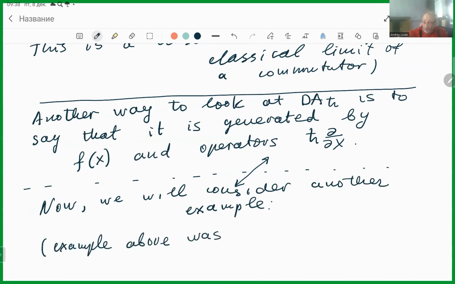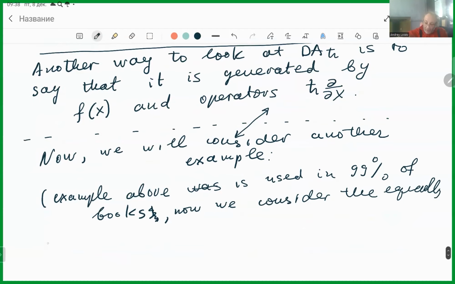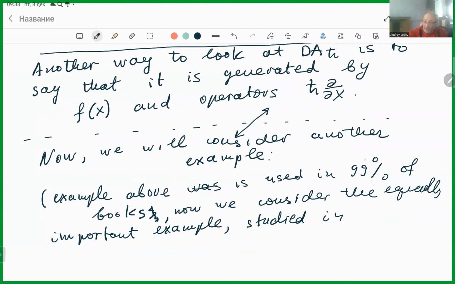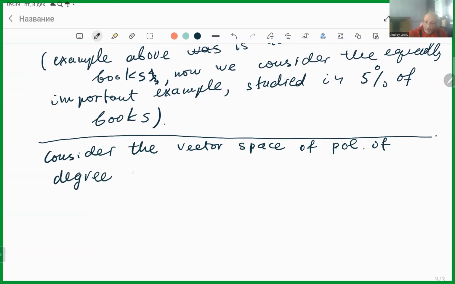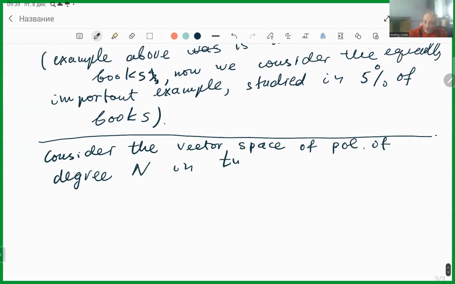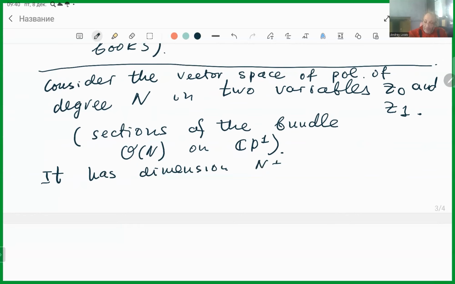Now we will consider another example. The example above is used in 99% of books. Now we consider the equally important example studied in 5% of books. Consider the vector space of polynomials of degree n in two variables, z0 and z1. It is known as sections of the bundle O(n) on CP1. It has dimension n plus 1.